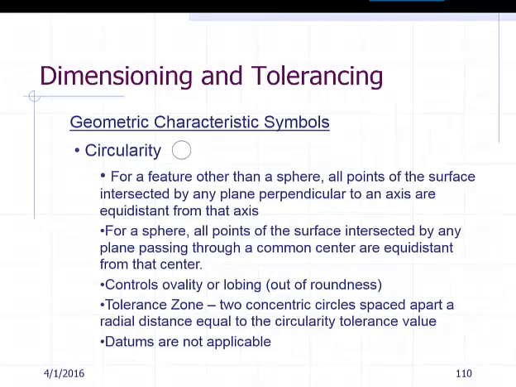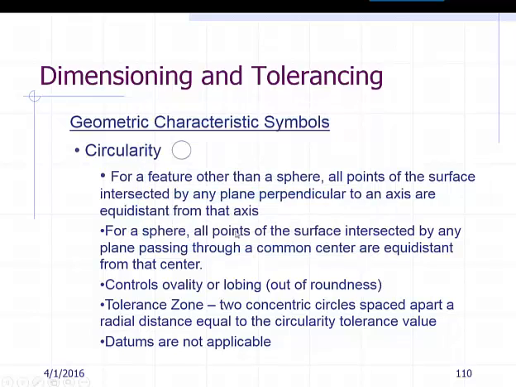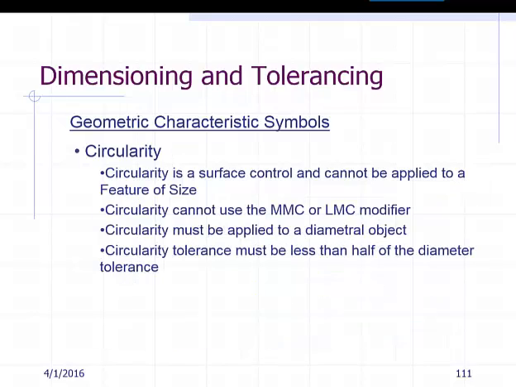So with circularity, that again is pretty much a cross-section. And we basically want to control the roundness of the shape by using this. We're going to have a tolerance zone of 2 concentric circles. So when we talked about the straightness of a cylindrical feature, we were applying it to the axis, and we were talking about a cylindrical tolerance zone around the axis. So now we're talking about 2 circular tolerance zones around the actual circular surface itself.